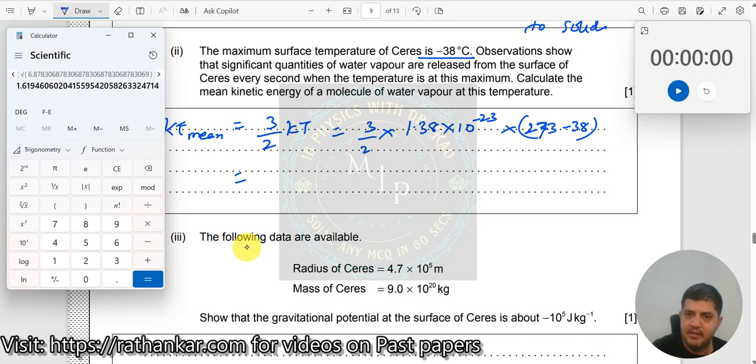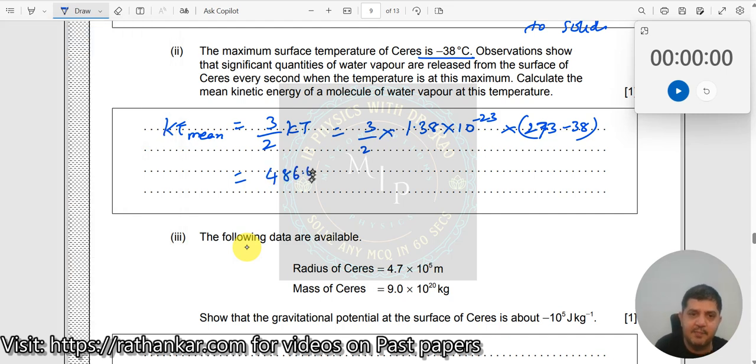Okay, so when I do this, what do I get here? Let us find out. This should be 1.38 into 3 divided by 2, and this is 273 minus 38. How much is it? 273 minus 38. I get this as 486.45. What is the unit over here? Kinetic energy, joules, right? But I want this in 2 decimal places. I can now say this should be nearly 490 joules. This should be your answer.